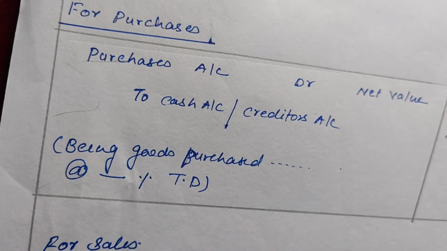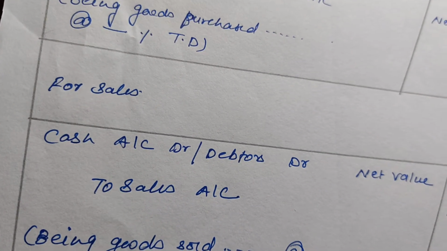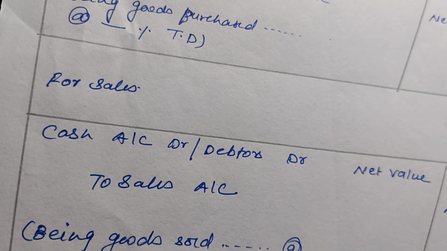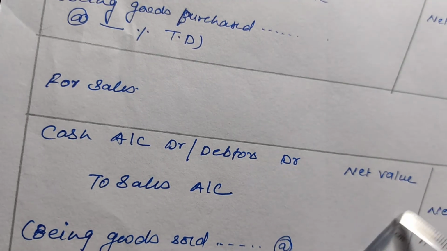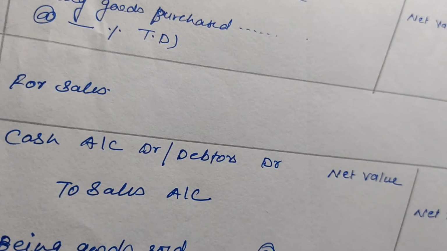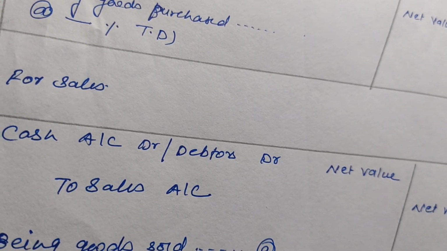Okay, and if trade discount is on sales, our entry will be of sales, that is cash account debit or debtors account debit to sales. There is no change in the entry. Entry will be the same, but the amount we will write is the net value. How we will calculate the amount? List price minus trade discount. Now let's solve a problem regarding it.